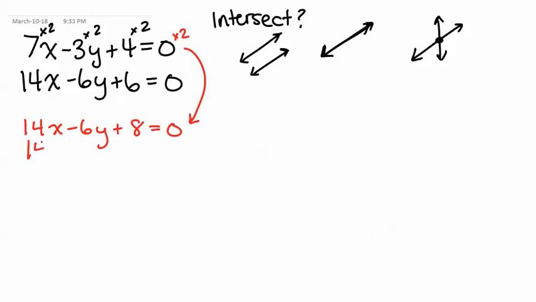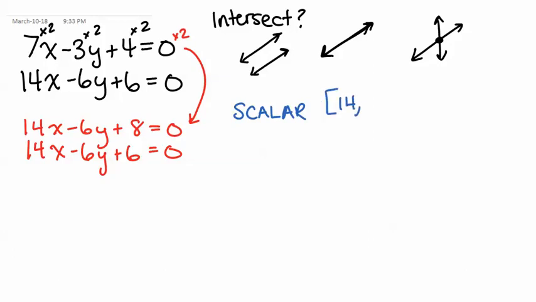And if I kept the bottom line the same, 14x minus 6y plus 6, I can tell my lines are almost the same. The 14s and the minus 6s are the same. I know from doing this proof in class that if you have the scalar equation of a line, the coefficients in front of x and y are the normal vector, the vector perpendicular to the line. So if my two normal vectors are 14, negative 6 in both lines, then my two lines are going to be either parallel or coincident. I know that right off the bat.